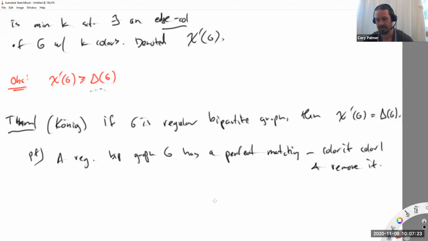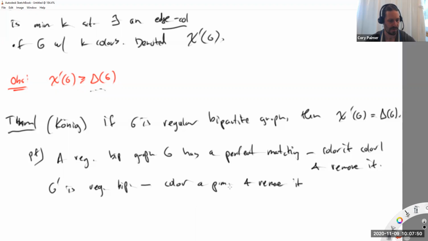What does the resulting graph look like after you remove a perfect matching? It's still bipartite. Yeah, and it's still regular. Okay, so G prime, that's the result, is regular and bipartite. So what are you going to do with that one? It has a perfect matching as well. So color a perfect matching and remove it. Okay, say color 2. And just repeat this process.